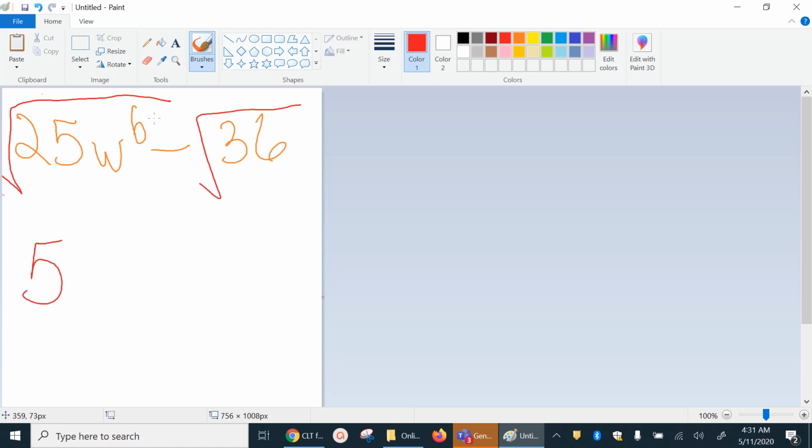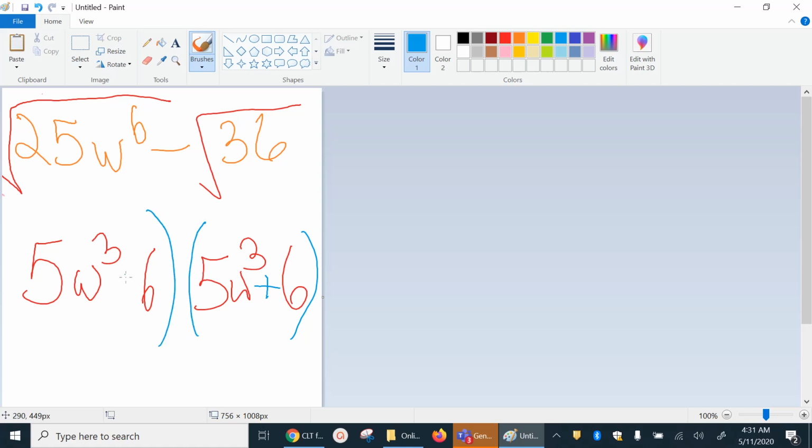The square root of w to the 6th power is what? I'll give you a second to think about it. You just take 6 and divide it by 2. It's w to the 3rd power, and you write it twice. What's the square root of 36? 6. Plus, minus. Just so we're clear, they're both the same w. So the answer is 5w to the 3rd power minus 6 times 5w to the 3rd power plus 6.